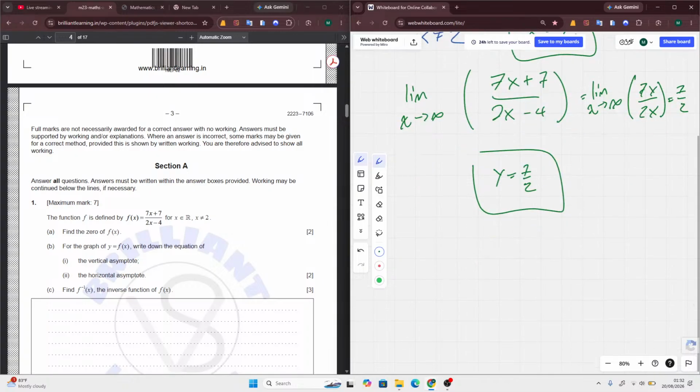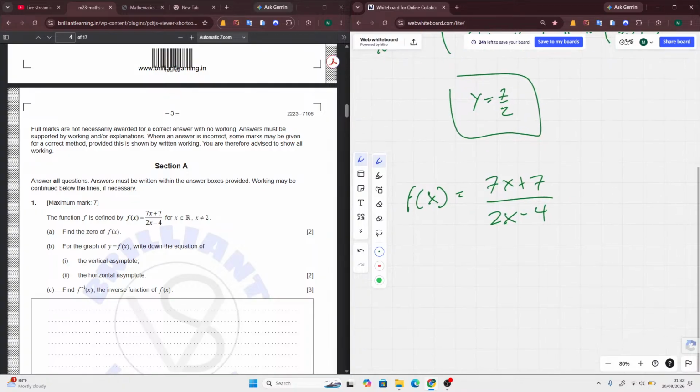Okay, so we're just going to swap basically our x and our y values. So if we think this is f of x, 7x + 7 over 2x - 4. When we're taking an inverse, we're basically swapping the domain and the range. So the value that is currently our y, our output value, will become an input value, and the values that are currently inputs become outputs. So we represent that by swapping them, and then we can rearrange.